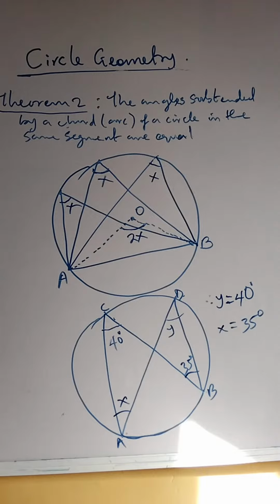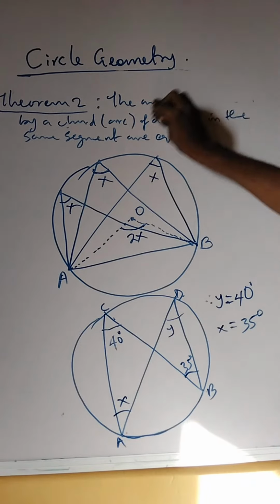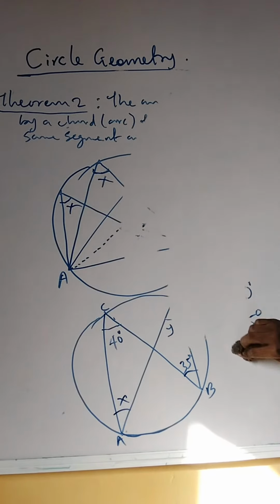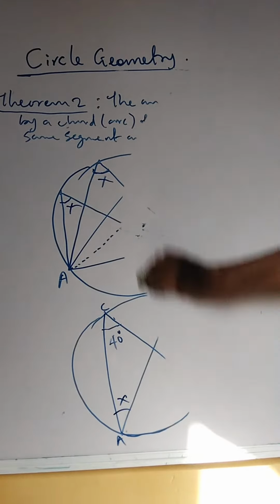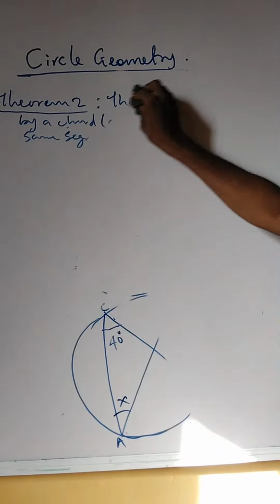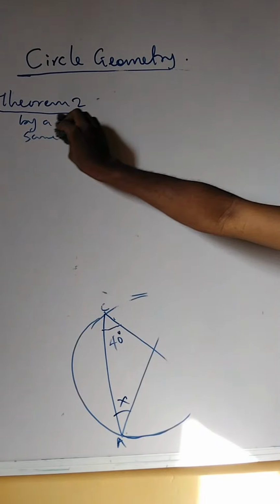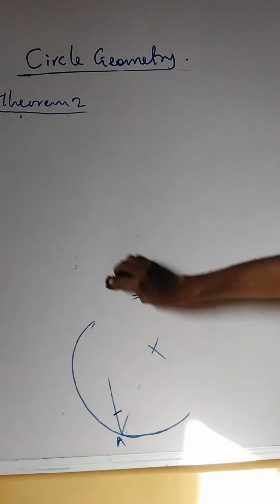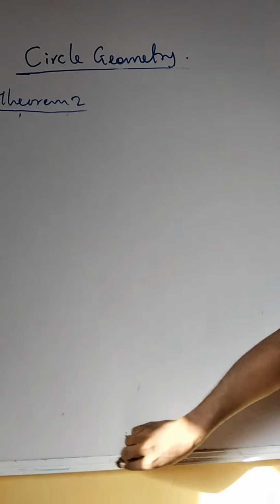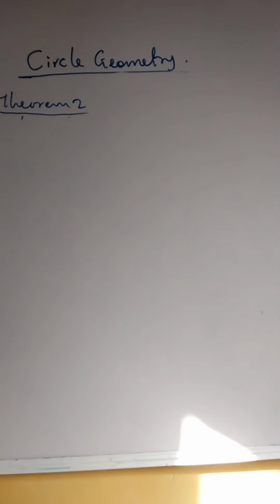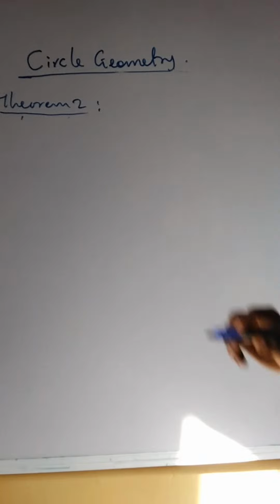Now we have another theorem here, theorem 3, and that theorem also has its proof from the first theorem. So let's call this theorem 3. The theorem states that the angle subtended by a diameter at the circumference is 90 degrees.